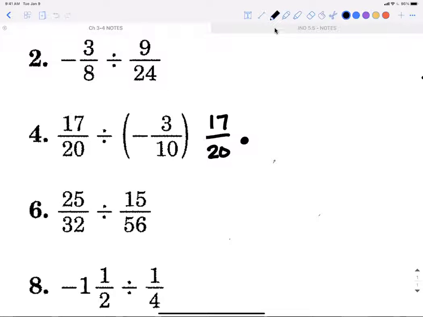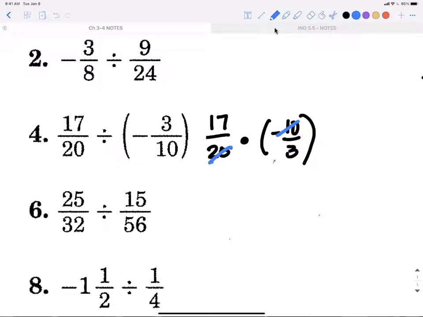Now notice it's a negative, and those parentheses are there just to highlight that it's a negative and that you don't lose the negative and the division sign together. So we're going to keep that there, but we just flip it over, put the 10 on top, the 3 on bottom. It still stays a negative. And now we're ready to work it like last week where we cross reduce.